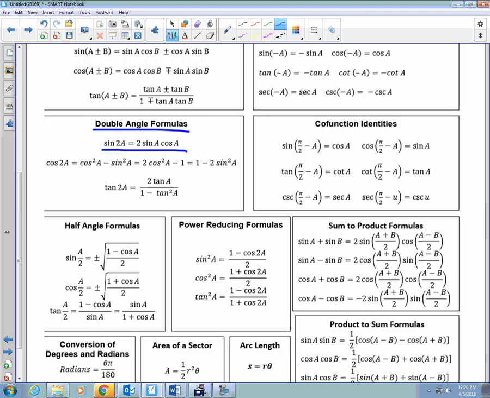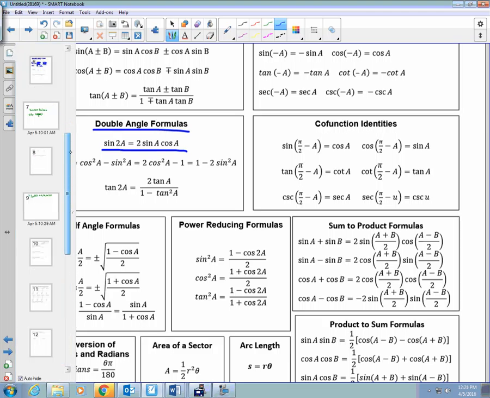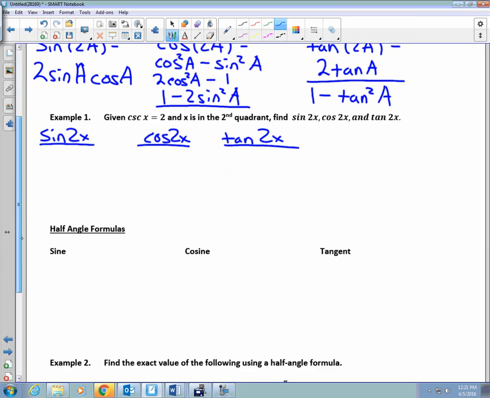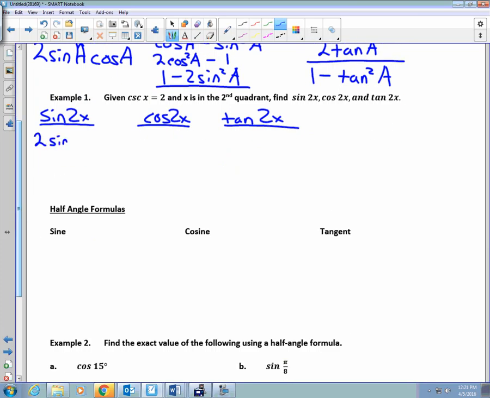2 sine of an angle times cosine of the angle. So that's what I'm going to write down. Doesn't matter whether you use A or X, just be consistent. In order to evaluate this formula, I have to know sine of X and cosine of X. Does the problem give me either one of those? Can I determine one of them? How? Since I have cosecant of X is equal to 2, therefore, sine of X is equal to 1 over 2.